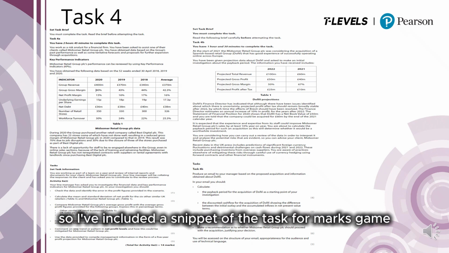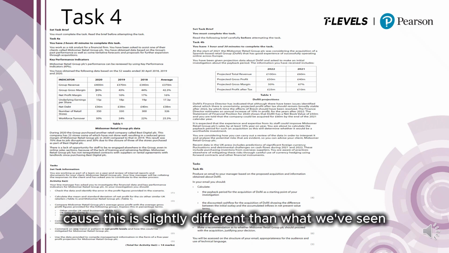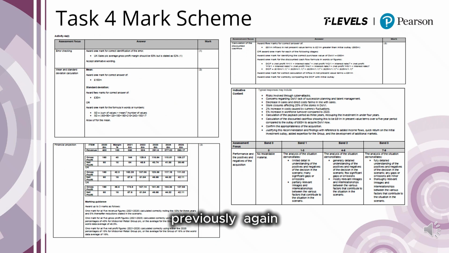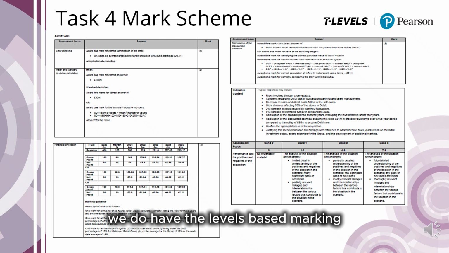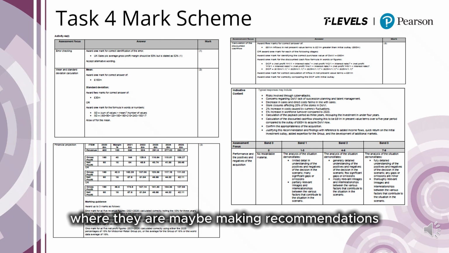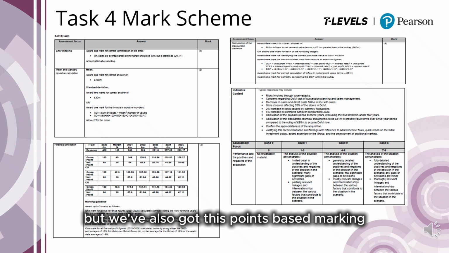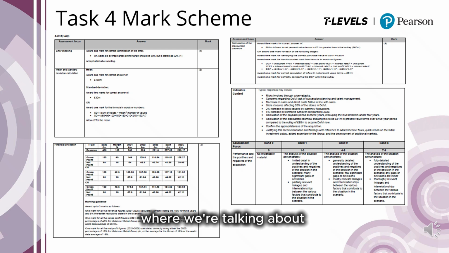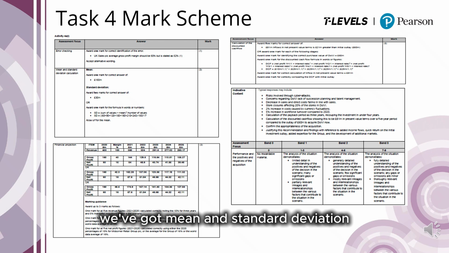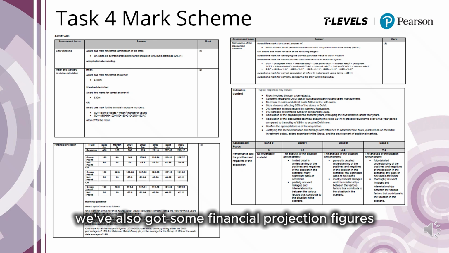Okay, so I've included a snippet of the task 4 mark scheme just because this is slightly different than what we've seen previously. Again, we do have the levels-based marking where they are maybe making recommendations or justifications, but we've also got this points-based marking where we're talking about if they're doing calculations. So here we've got error checking, we've got mean and standard deviation, we've also got some financial projection figures.